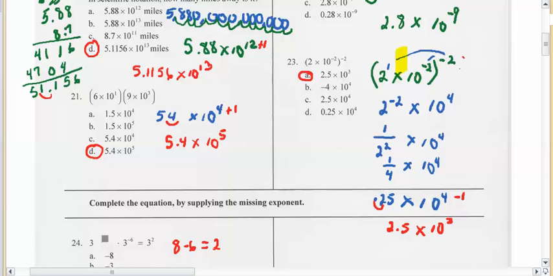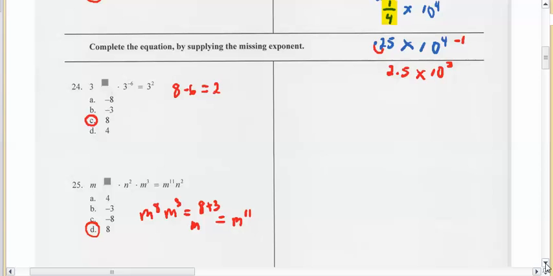I went power to power, and I got a -2 and a +4. I wrote my 2 to the -2 power as a fraction. I simplified it here. The 10 to the 4th stayed the same. Now I want to write that into a decimal because I want to make scientific notation. So I got 0.25. I moved my decimal one place to the right, which means I'm taking away 1 from the exponent, and that's how I got 2.5 times 10 to the 3rd. Okay, 2 more to go.